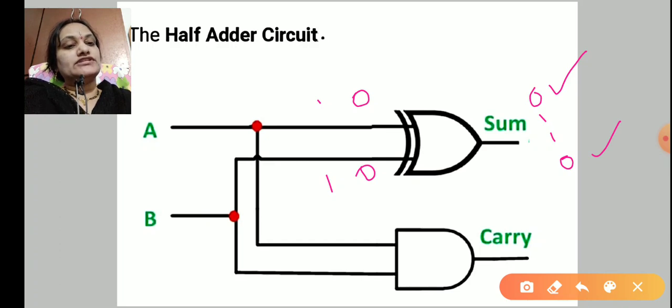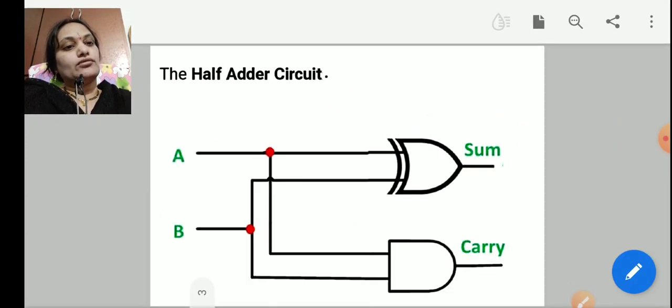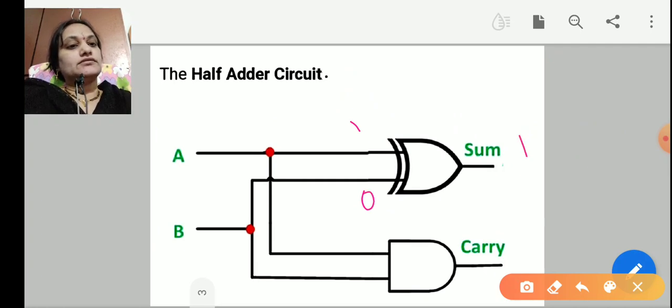Why? If the inputs are the same, then the output is 0. Like that, if you give 1, 0, then the output becomes 1. Otherwise, if you give 0, 1, the output becomes 1. All of us know that if the inputs are different, in case of XOR we will get 1, otherwise 0. When we give two equal inputs, the output becomes 0.